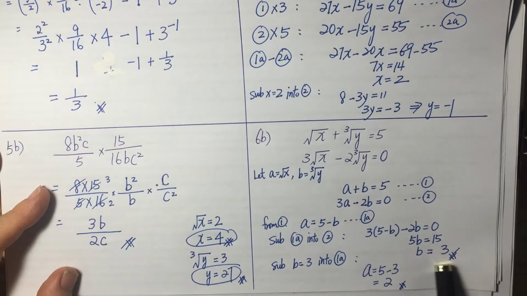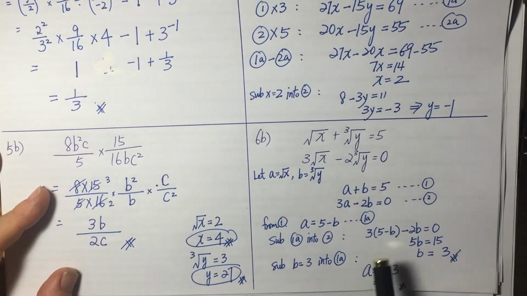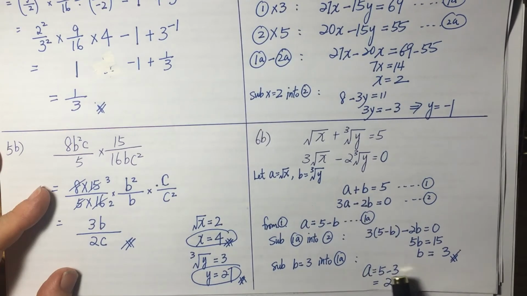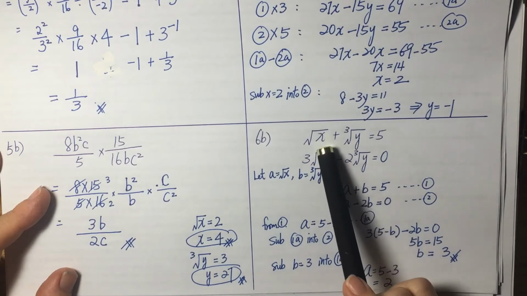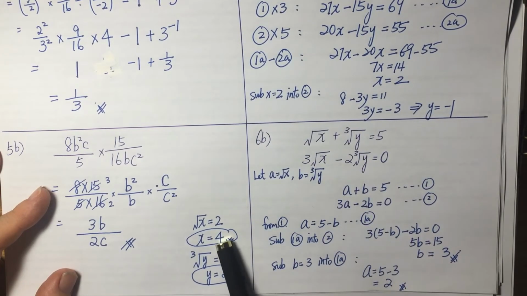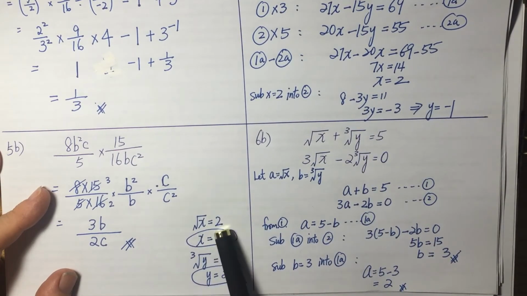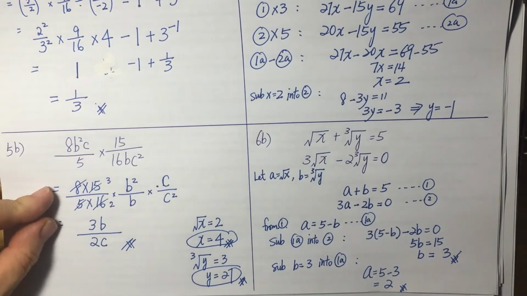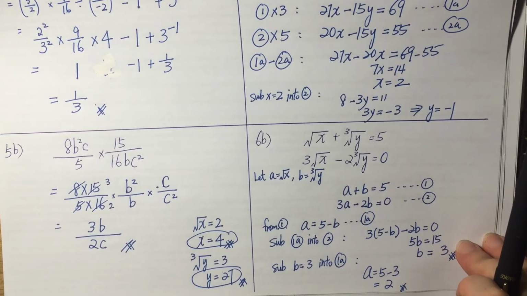So once I have the value of b, I will substitute back into one of these. Of course, the number 1 is easier. So a will be 5 minus b, which is 5 minus 3. So it's equals to 2. But a and b is not the answer yet. What we want to find is x and y. So you put back square root x equals to 2 and cube root y equals to 3. So x will be 4 and y will be 27. So this is up till question 6.